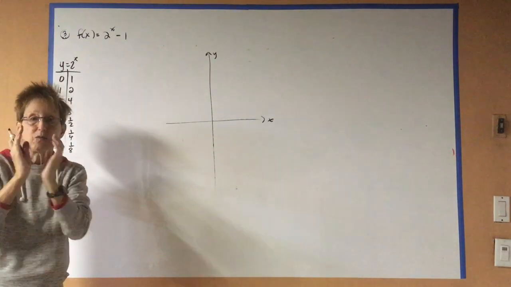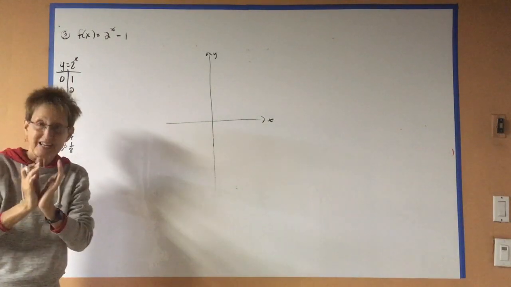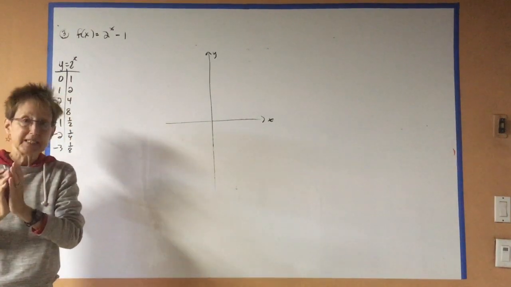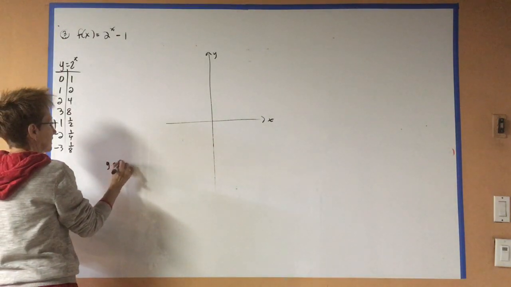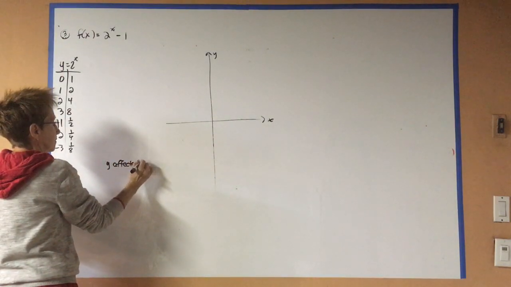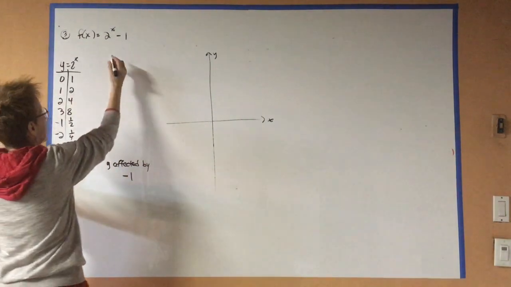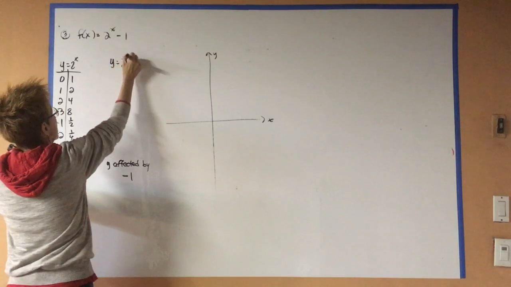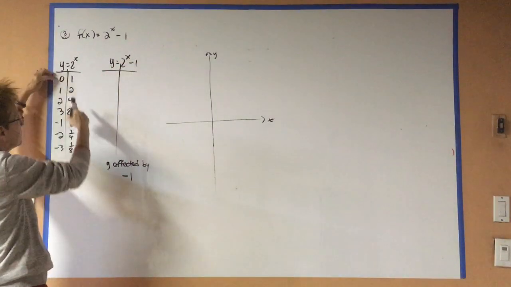That tag on of negative 1 means I've either moved it up or down. Which way have I moved it? Down 1. So which value is affected here? The y value is affected. So y is affected by subtracting 1. So this t-table for y equals 2 to the x minus 1, without plugging anything into this, I should be able to do it.